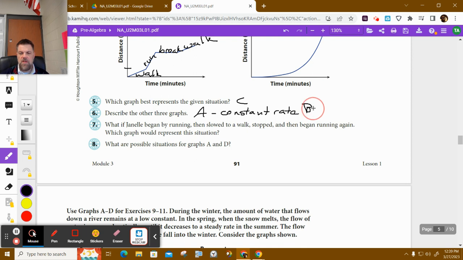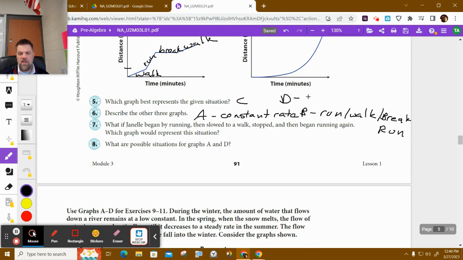B, she ran. That's not a very good B, is it? B, she ran, or she would run, walk, break, and then run again. And then D, she started slow, and increased to fast.